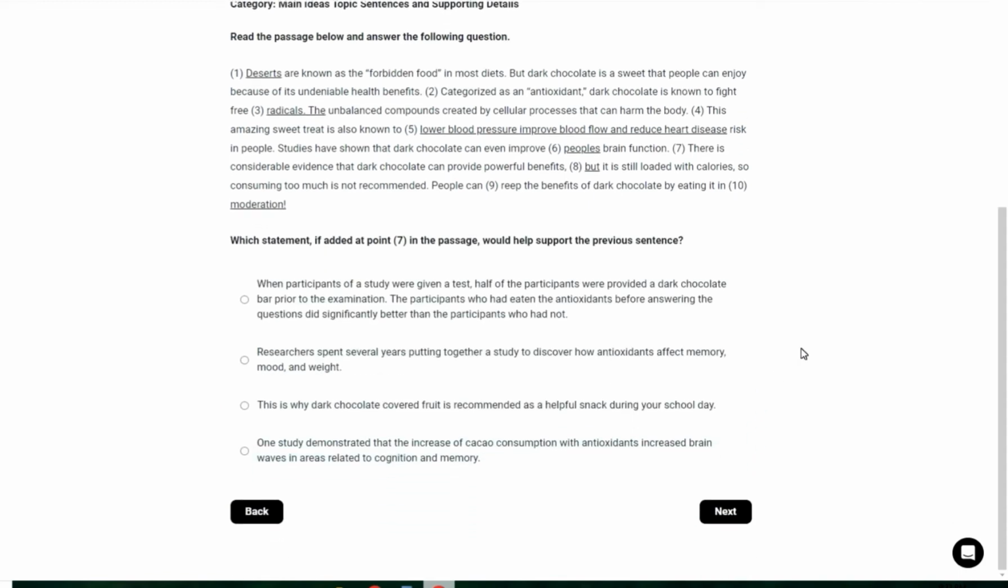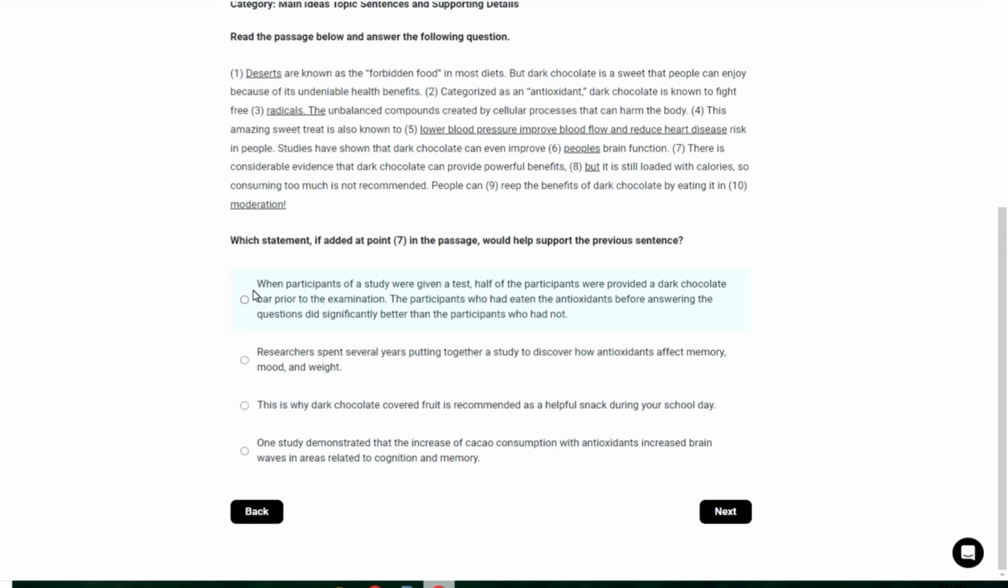All right, for 7. Which statement, if added at point 7 in the passage, would help support the previous sentence? So the previous sentence is talking about how it improves people's brain functions. Now, which one's going to help support the previous sentence? A. When participants of a study were given a test, half of the participants were provided a dark chocolate bar prior to the examination. The participants who had eaten the antioxidants before answering the questions did significantly better than the participants who had not.